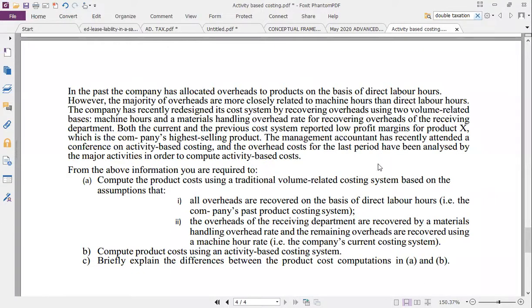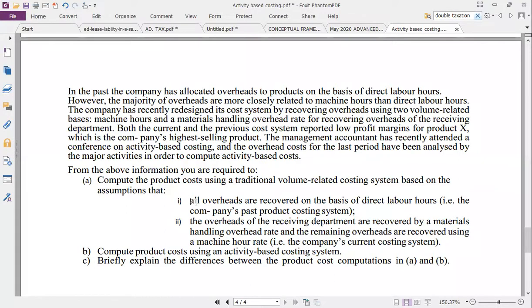Compute the product cost using a traditional volume-related cost system. What is a traditional volume-related cost system? That is the absorption. Based on the assumption that all these assumptions are independent, that we treat them on their own. That means if you use the first assumption, you prepare a statement, and for the second assumption, a different statement. Don't put all of them in one statement.